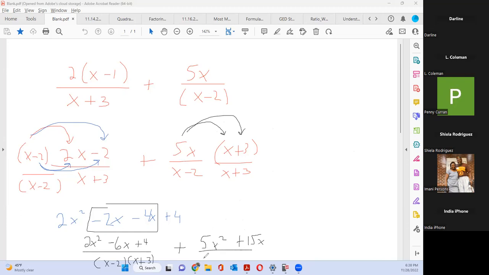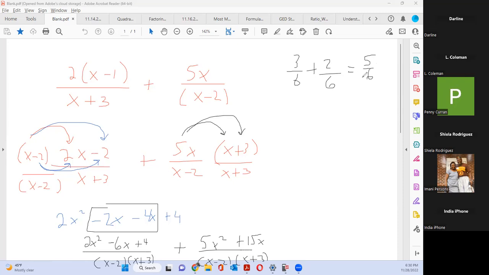Well, guess what? The denominator is x minus 2, x plus 3. What can we do when the denominators are the same? No, we're not canceling. For example, when I had 3/6 plus 2/6, what do I do to the 3 and the 2? You add them, so you get 5/6. So we can combine the two numerators.